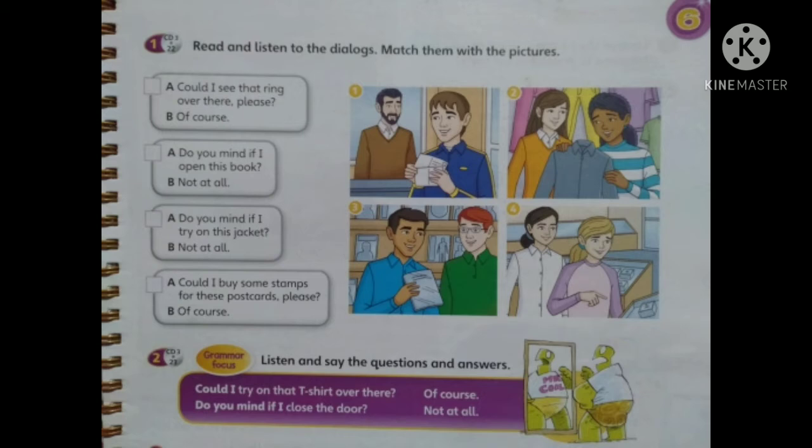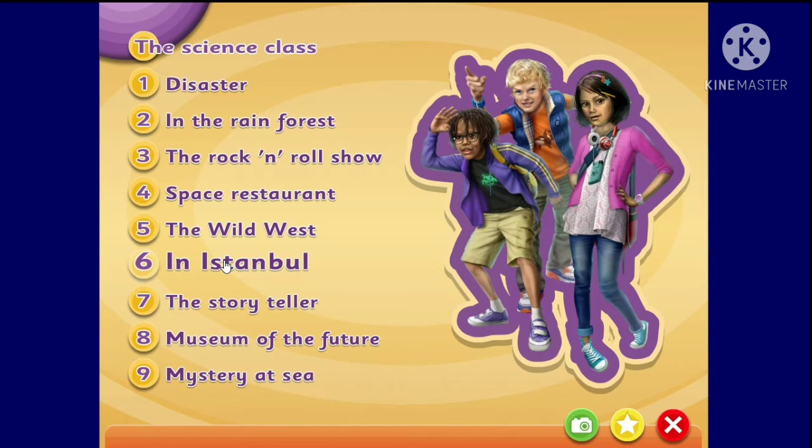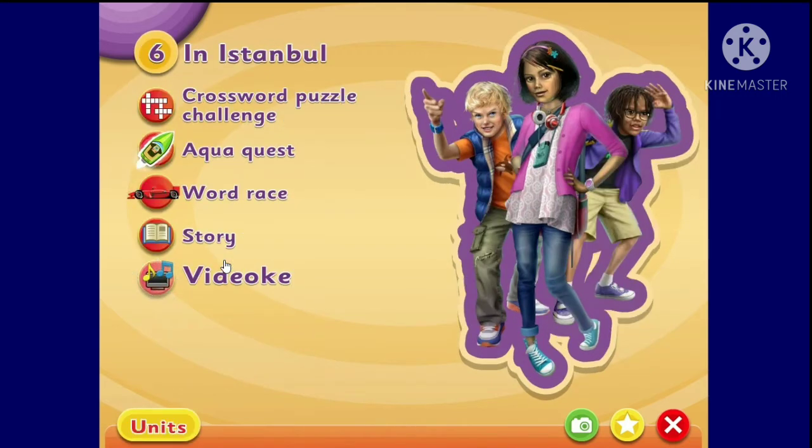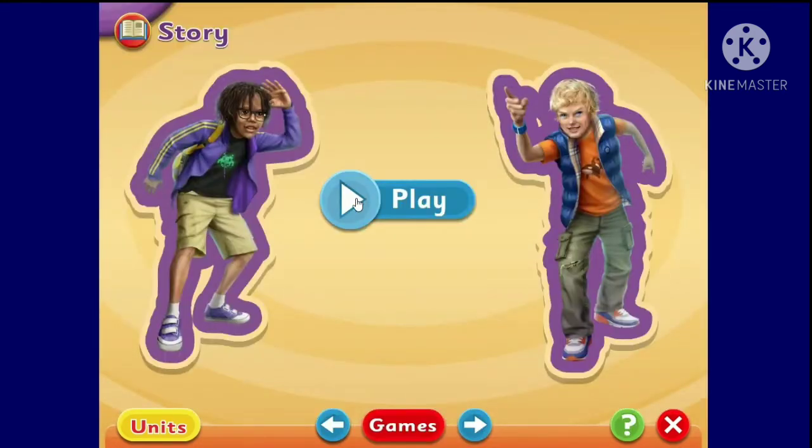Then the next one, please take a look at the next page about the story, Lost in the City. In Istanbul. Story. Read the story and then put the sentences in the correct order.